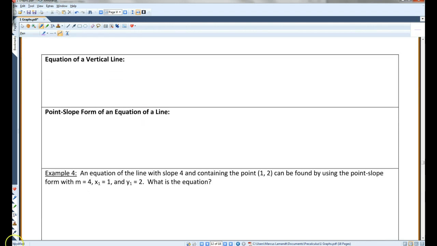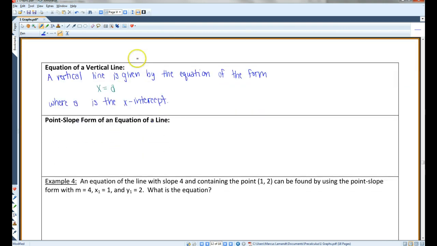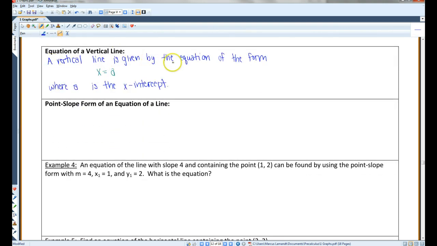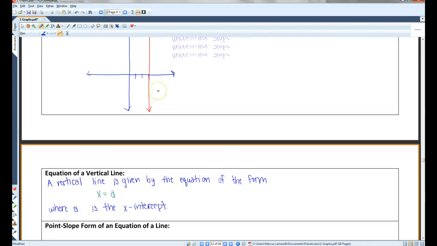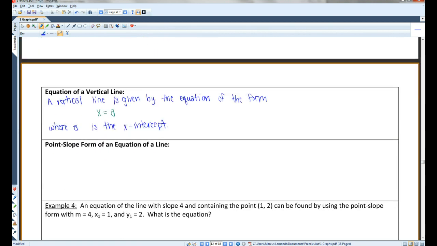Alright, equation of a vertical line. Alright, I wrote down what we just discussed in the previous example. A vertical line is given by the equation of the form x equals a, where a is the x-intercept, which is exactly what we have here. We have x equals 3. 3 is the x-intercept, and we have a vertical line.